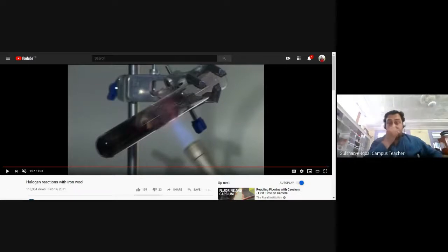Do you want to see it again? Yes, sir. The color change doesn't matter, but I'll show you that as well. Basically they are going to form colored salts when they react with any kind of metal. Different kinds of salts are made. But we are going to see what kind of reaction they are doing, whether it is a vigorous reaction or a slow reaction. So let's see it again one time, and then we will discuss it. Reaction of halogen with iron.